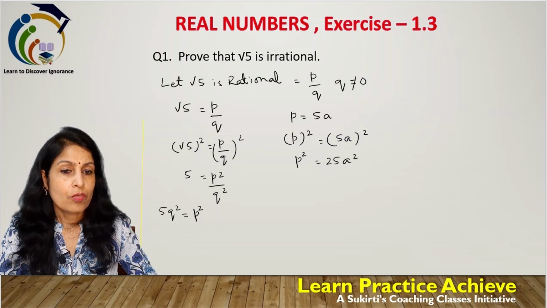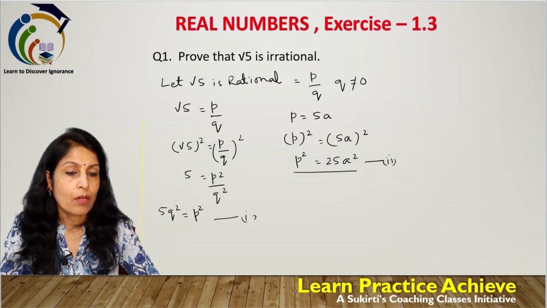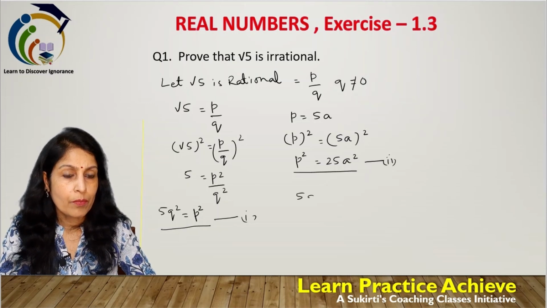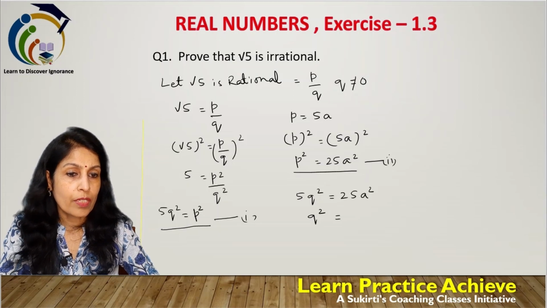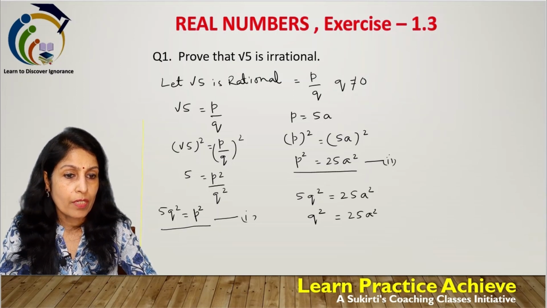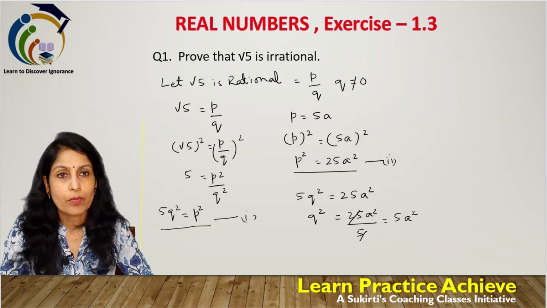25A square. So if we take this one as equation number 1 and this one as equation number 2, the value of P square we now put in equation number 1. So P square is equal to 25A square. So in place of this, 5Q square is equal to 25A square. Now if we find the value of Q square, that is 25A square divided by 5, so this is equal to 5A square. And again, if Q square is divisible by 5, then Q is also divisible by 5.